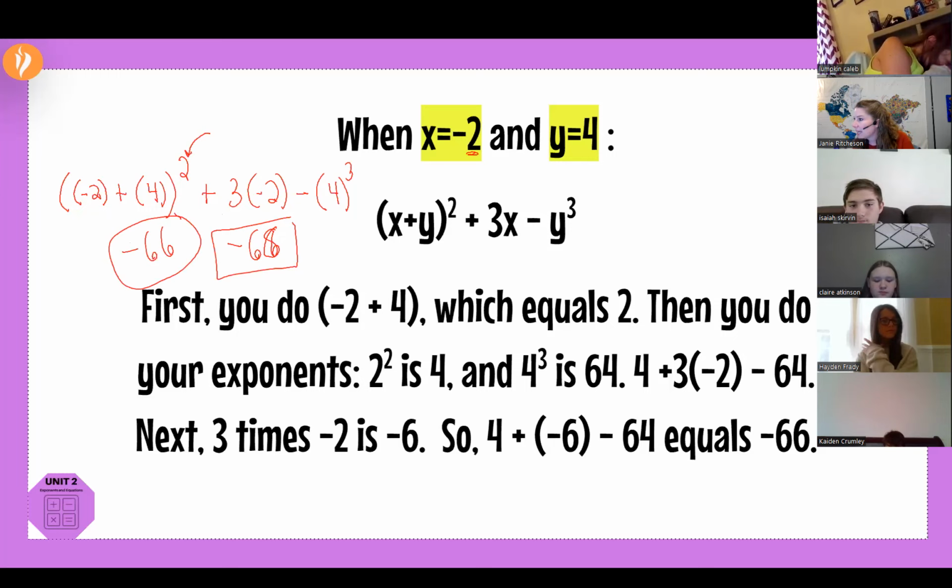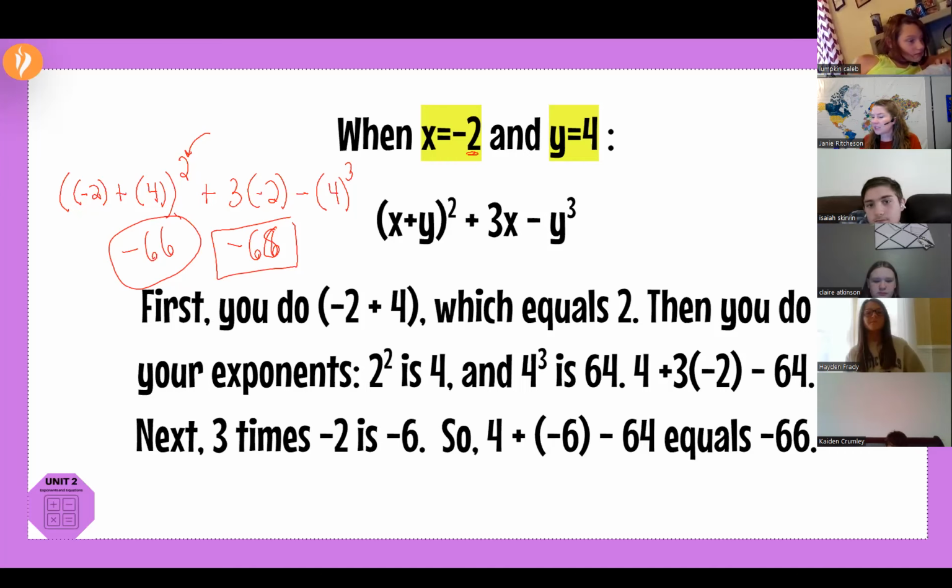Good job, guys. Hayden, did you get -66? Yeah, good job. All right. So Hayden got it. Well, yeah. Rylan got -66. Ashlyn got -66. And Colin got -66.